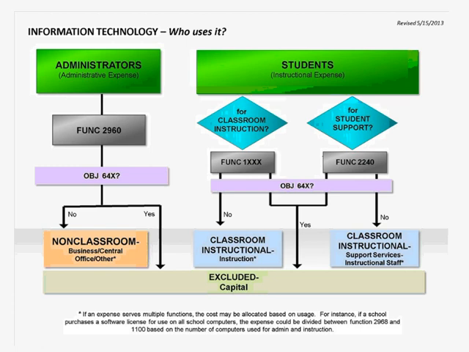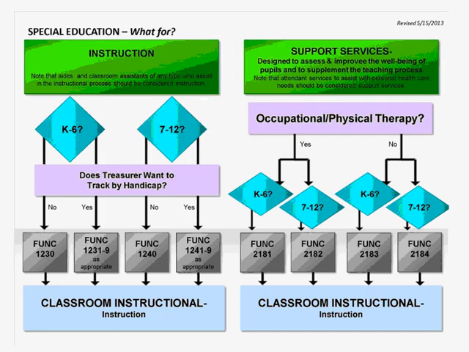Now, you can define that however you want. You may have a person that spends half time doing administration and half time on student support, which means you'd split the salary between 2960 and 2240, but you would need to define what is happening in your district in technology and then code it appropriately. All right, the next category is going to be special education.